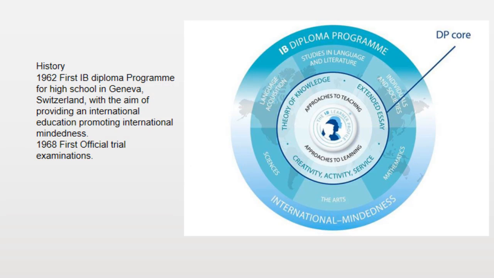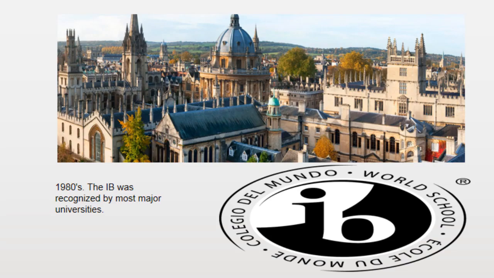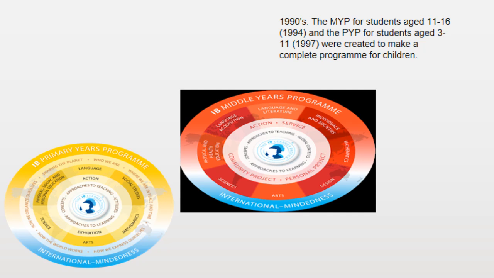History of the IB. In 1962, the first IB diploma program for high school in Geneva, Switzerland was established in order to promote international mindedness. In 1968 were the first official trial examinations. In the 1980s, the IB was recognized by most major universities. In the 1990s, the MYP and the PYP were created in order to establish a complete program.